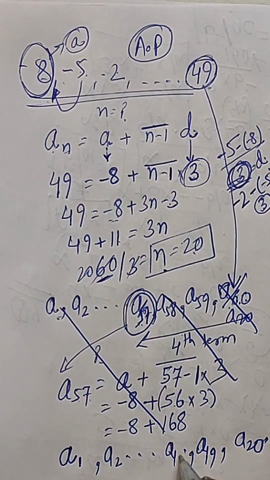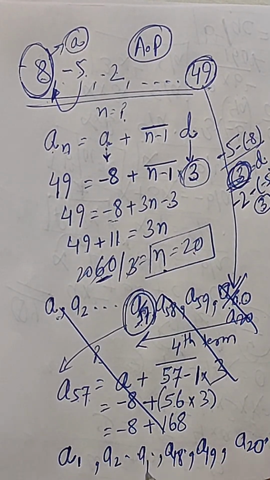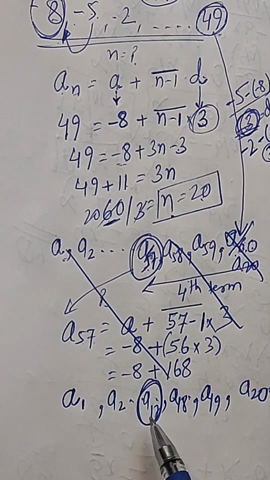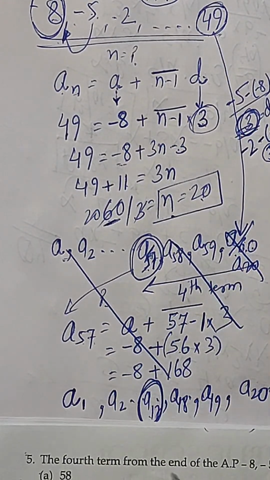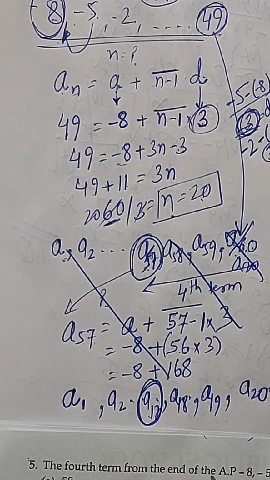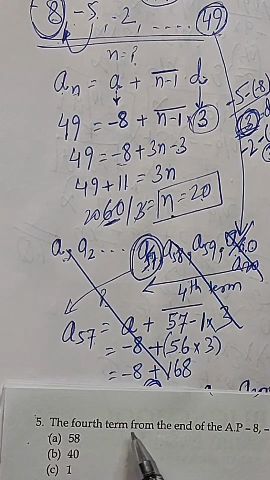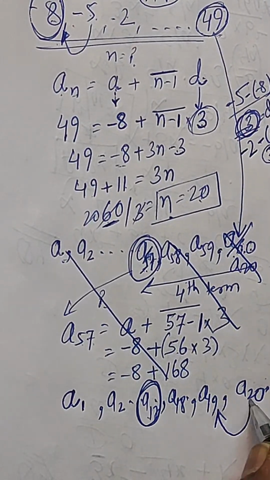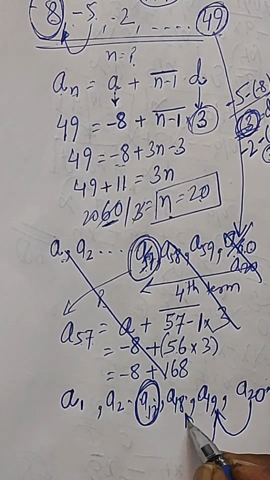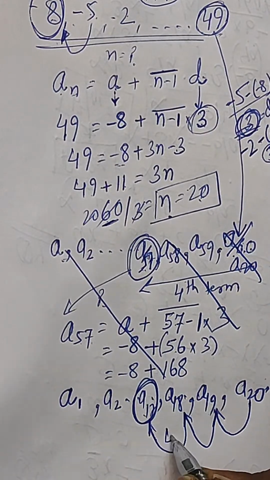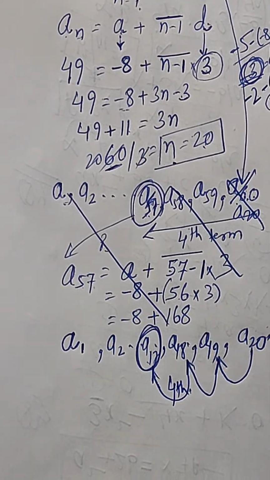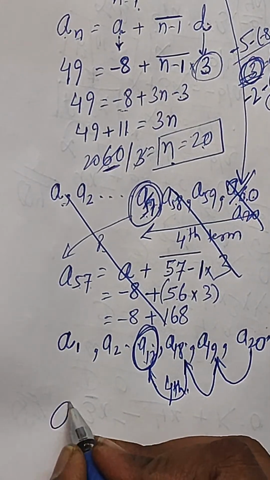Before that, a18. Before that, a17. So a17 is the fourth term from the last. You can see the fourth term from the end. So it will be first, second, third, and this will be the fourth term from the end, right? And this will be calculated as the 17th term.